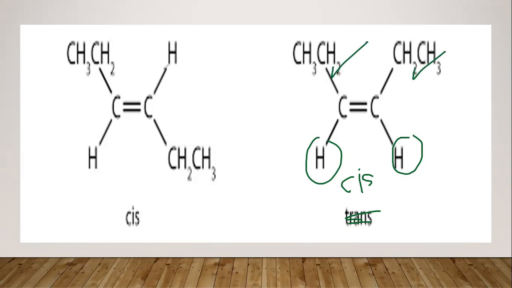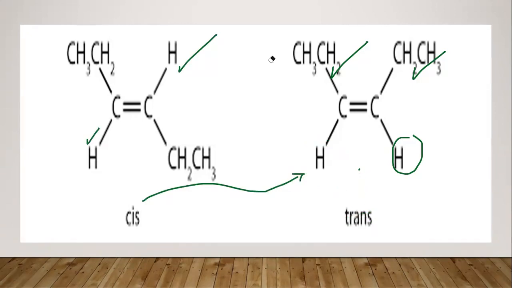In the second one, hydrogen up, but here hydrogen down. So this is cis, and this is trans isomer, because the hydrogen in the first carbon is drawn up and the hydrogen in the second carbon is drawn down. So this is trans. But here H down and H down, so this is cis. You can say this is cis isomer.